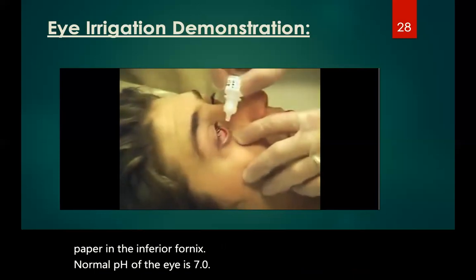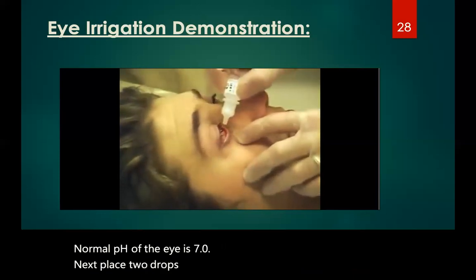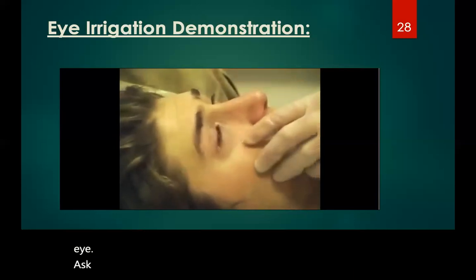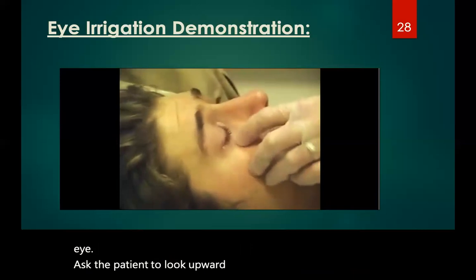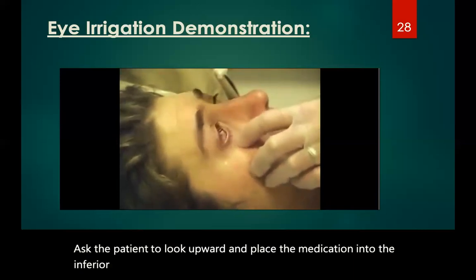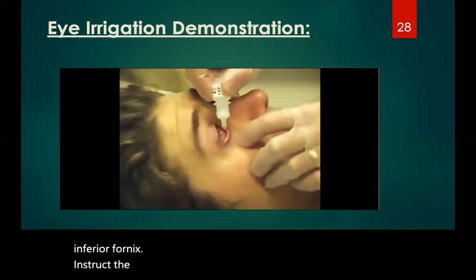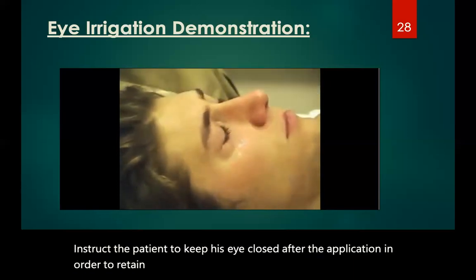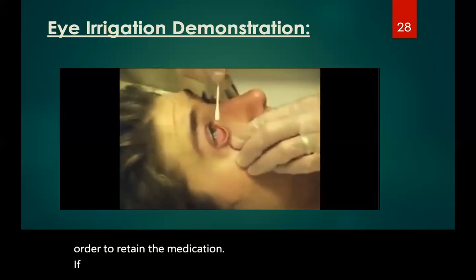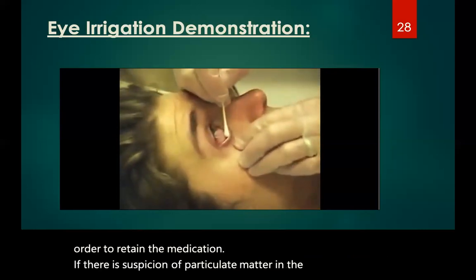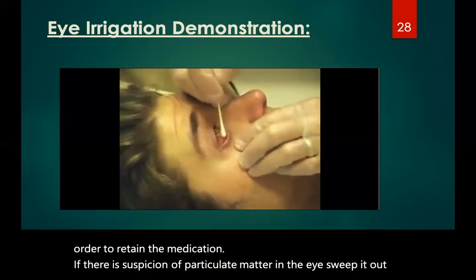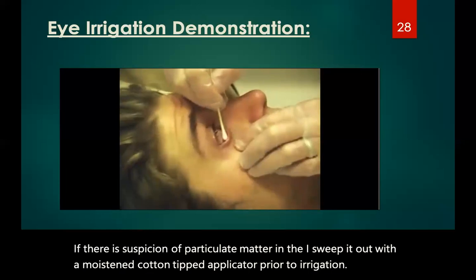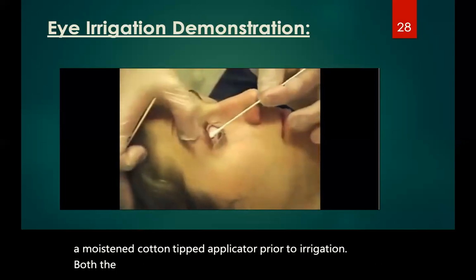Next, place 2 drops of topical ocular anesthetic in the affected eye. Ask the patient to look upward and place the medication into the inferior fornix. Instruct the patient to keep his eye closed after the application in order to retain the medication. If there is suspicion of particulate matter in the eye, sweep it out with a moistened cotton-tipped applicator prior to irrigation. Both the inferior and superior fornices should be swept.